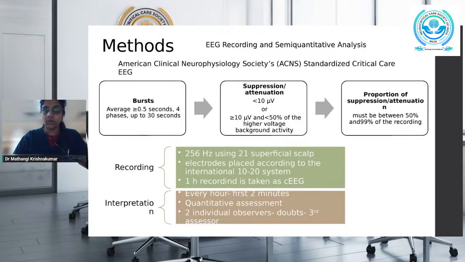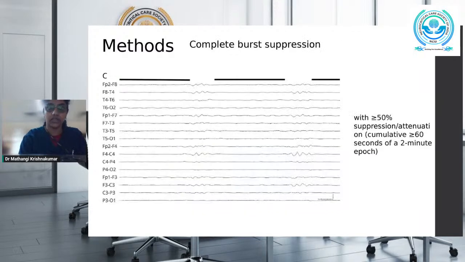What was different about this study is, instead of using algorithms to assess, they had 2 individual observers look at the EEG and then identify the patterns. If there was any discrepancy between the 2 individuals, then a third assessor was called in to categorize the EEG. So they defined 3 patterns. One is complete burst suppression.